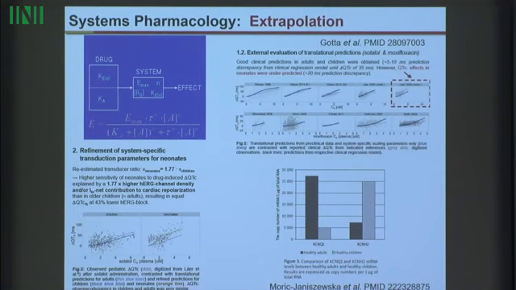So when we apply such models to, for example, QT prolongation due to hERG-mediated ion channel blockade, we can build models that do pretty well in terms of being able to predict clinical studies, as you see here. These are lots of clinical studies, and a systems pharmacology model actually predicts and simulates these studies without running them, entirely based on preclinical data.